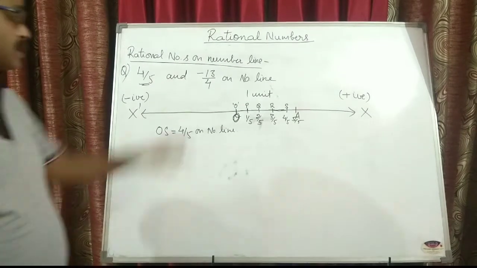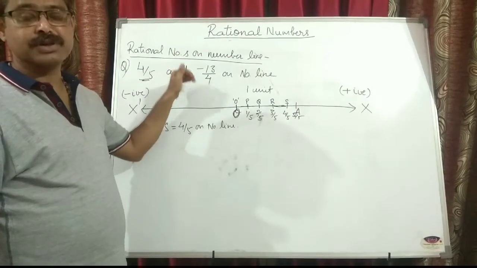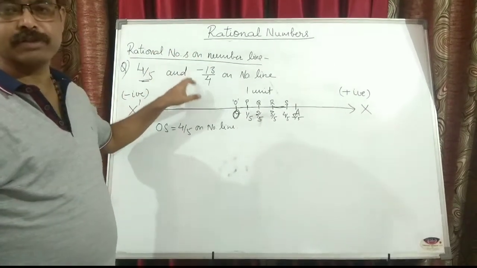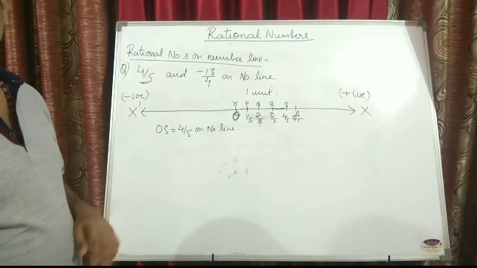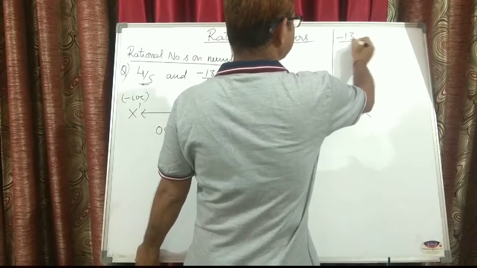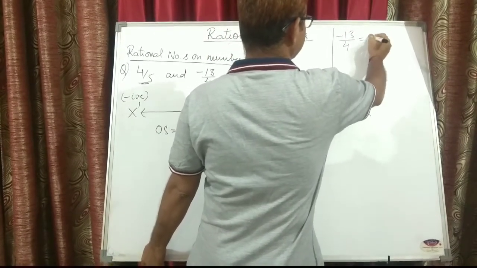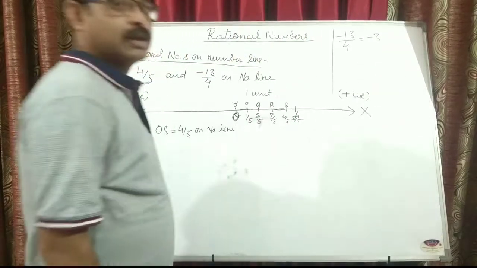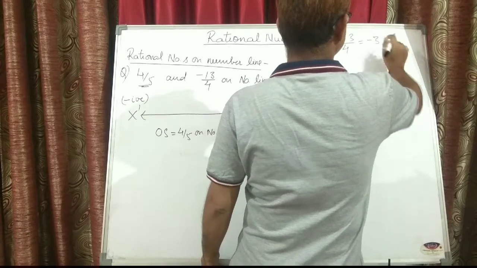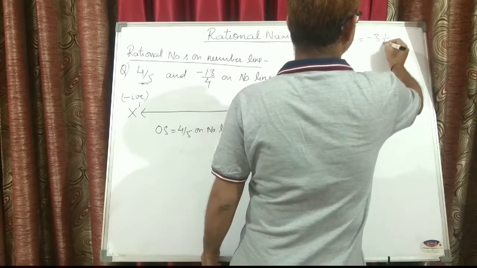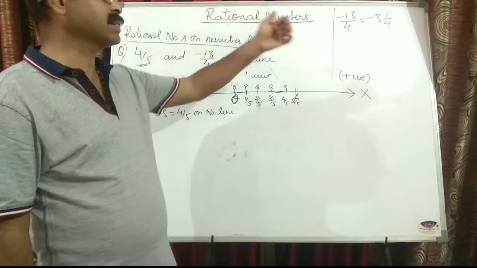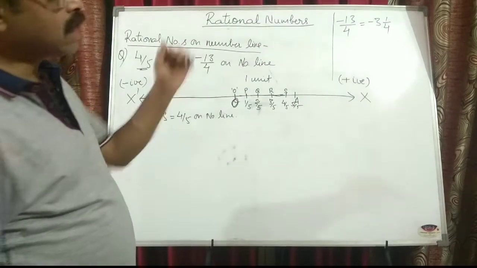Now, next I am taking minus 13 upon 4. You can see that minus 13 upon 4 can be converted into a mixed fraction. So I am writing it here. Minus 13 upon 4 can be written as 4 3s are 12, remainder 1, or you can say 3 whole 1 upon 4. I am not writing it in decimals, but as a mixed fraction, that is minus 3 1 upon 4.